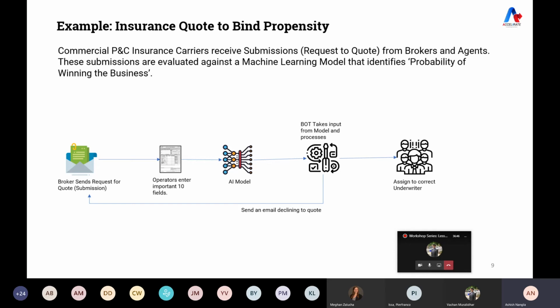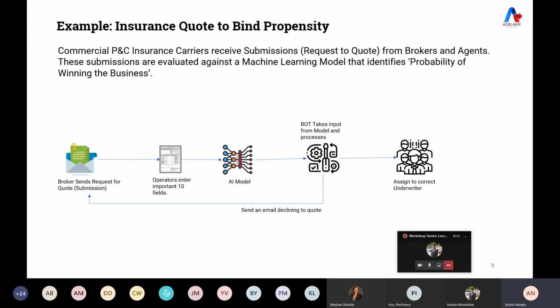Underwriters are not a common skill right now. People don't aspire to be insurance underwriters anymore as much as they used to a few years ago. So essentially, what this company wanted to do was have something in between that can decide what can actually be quoted and what should not. The model is pretty simple.